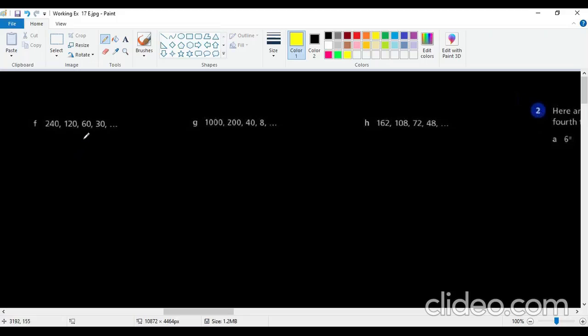Next comes another sequence that we have. In here you can see every time it is dividing by 2, dividing by 2. So next is going to be a 15. Next term is going to be the 15th term.